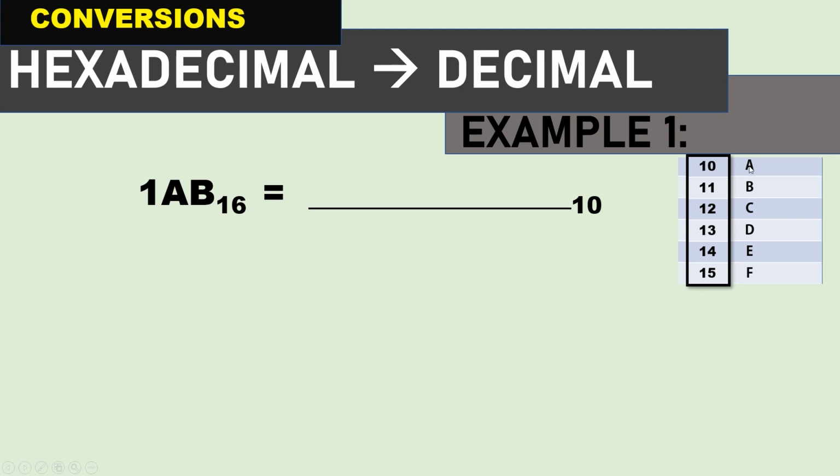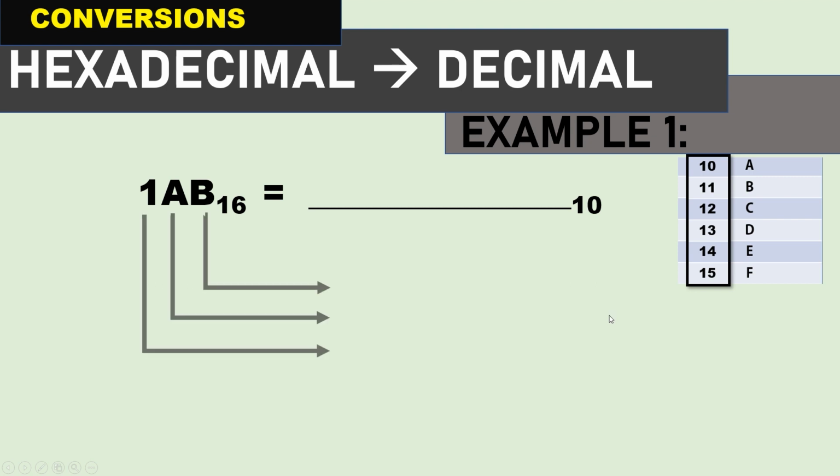If you're given A, that means in decimal, that is 10. If B, that is 11. C is 12, D is 13, E is 14, and F is 15. The rest, from 1 to 9, hexadecimal and decimal are equal. First, we're going to extract the digit, again from right going to the left.